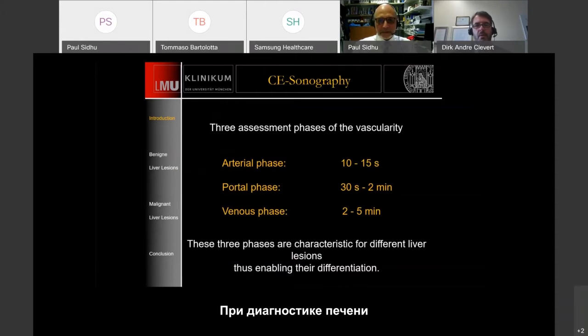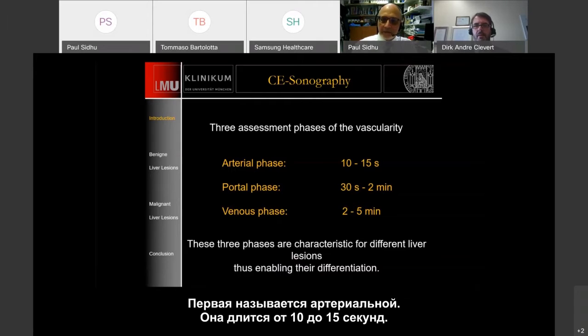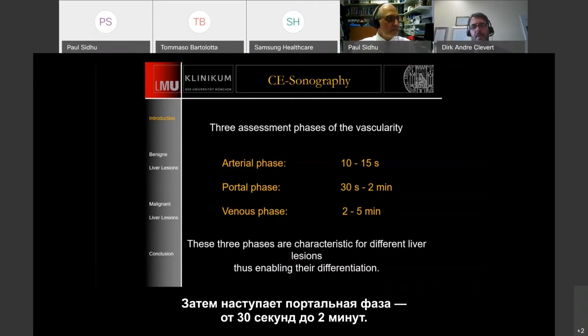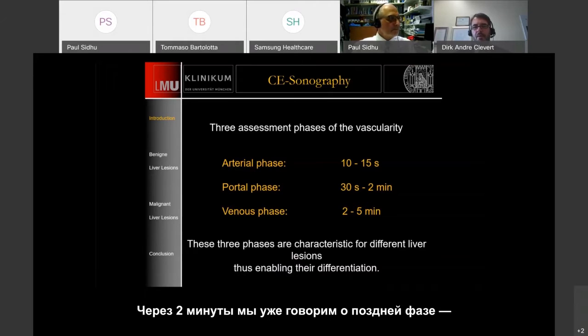In liver diagnosis, it's very essential to look at these 3 phases. One is called the arterial phase. It's between 10 to 15 seconds, followed by the portal venous phase, 30 seconds to 2 minutes. And after 2 minutes, we speak about the late phase, up to 5 and sometimes even 6 minutes.